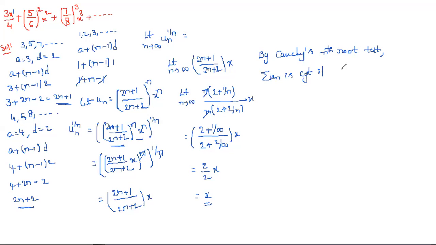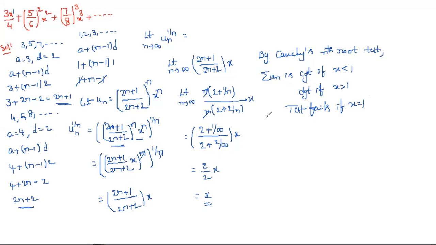Summation un is convergent if x is less than 1, and divergent if x is greater than 1. The test fails when x is equal to 1. This test fails if x is equal to 1.